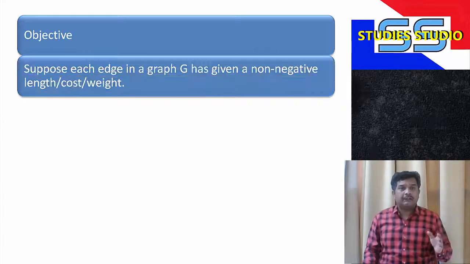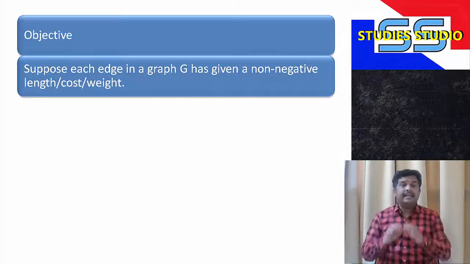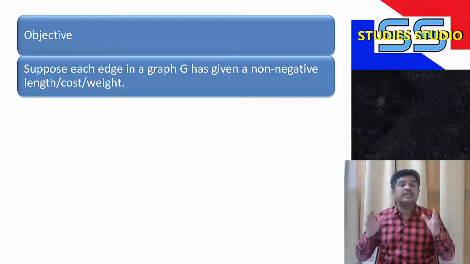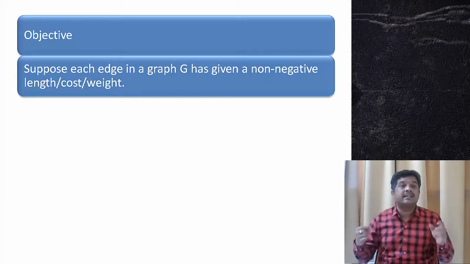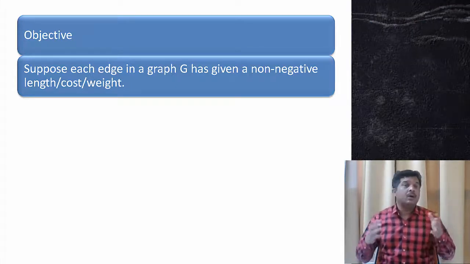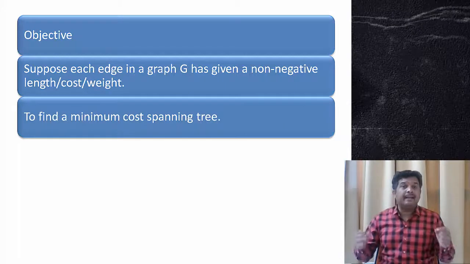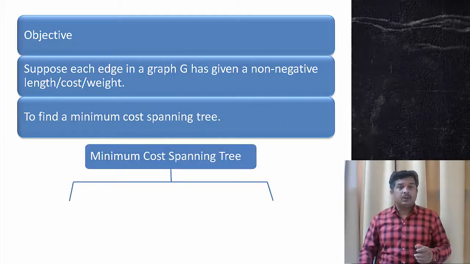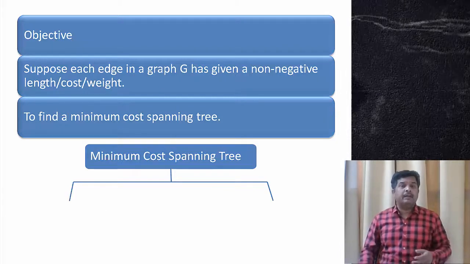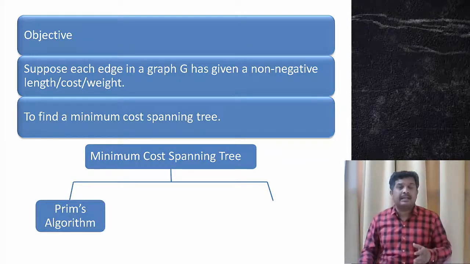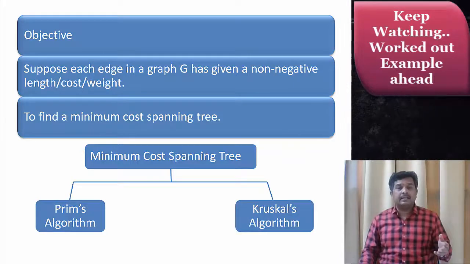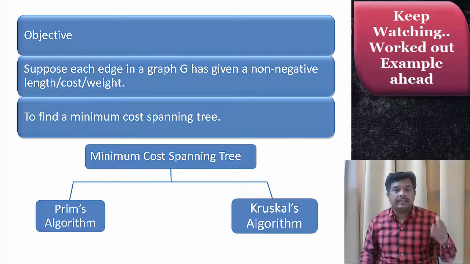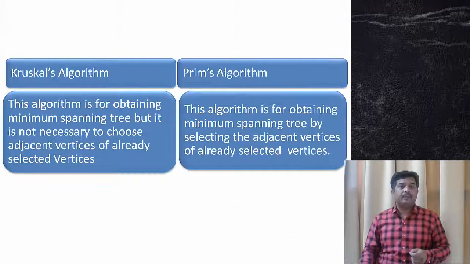So the basic objective here is, suppose each edge of the graph G is associated with a non-negative value which indicates the length, maybe cost, maybe weight or anything. We need to find a minimum spanning tree of that particular graph. A minimum spanning tree I can find by using two algorithms: one is Prim's algorithm and one is Kruskal's algorithm. Right now we are dealing with Kruskal's algorithm.